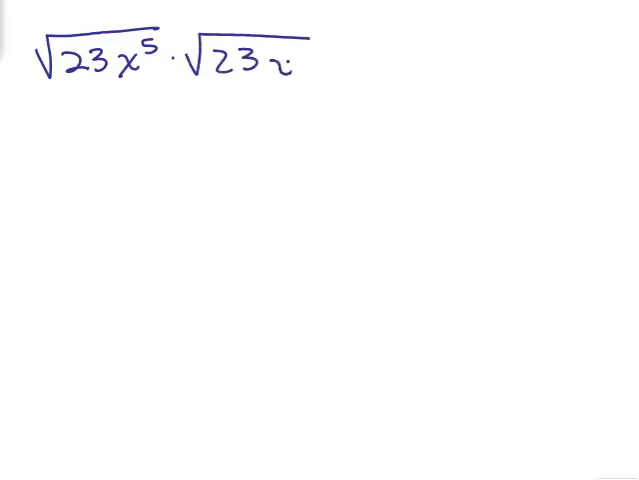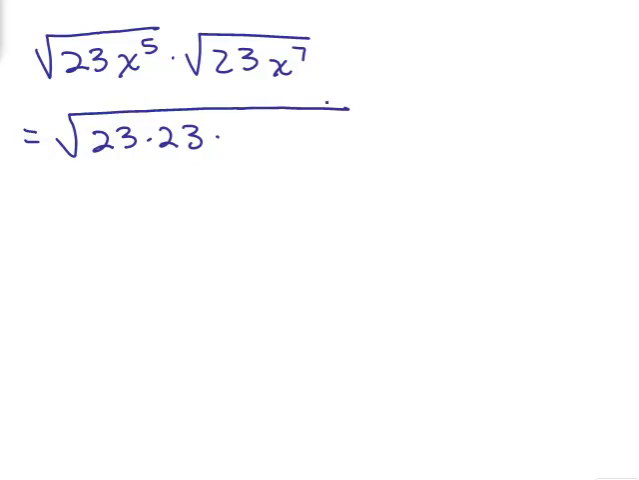Let's do one more. How about if we had the square root of 23 x to the fifth times the square root of 23 x to the seventh? Hopefully you notice right off the bat that you have two 23s under there, so that's just going to be 23. I'm not going to multiply that out even. I'm just going to write that as 23 times 23. I don't feel like doing that multiplication, but let's do the x to the fifth times x to the seventh.